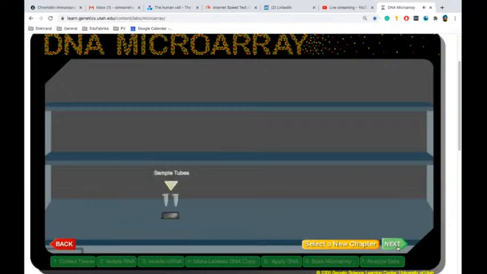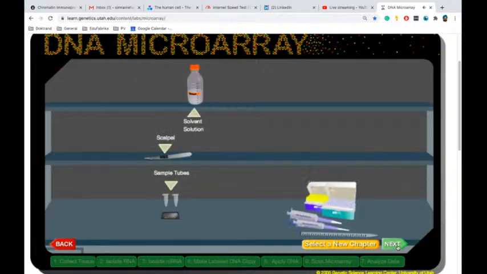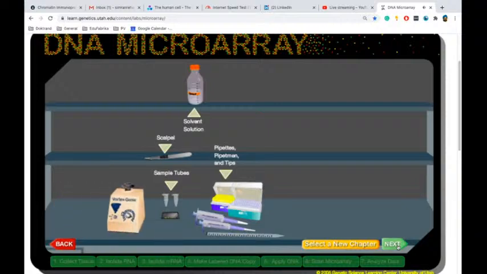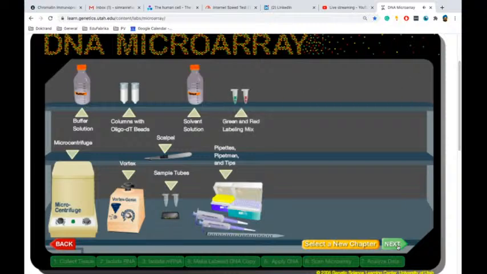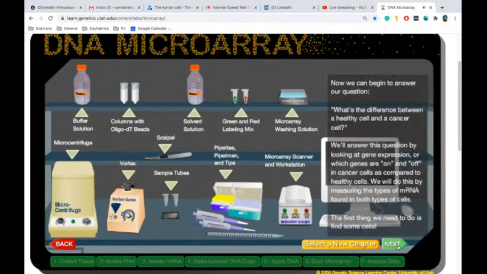So we need microarray, sample tubes, scalpel, solvent solution, pipettes, vortex, microcentrifuge, column tubes, buffer solutions, green and red labeling mixtures, microarray washing solutions, microarray scanner, and workstations.